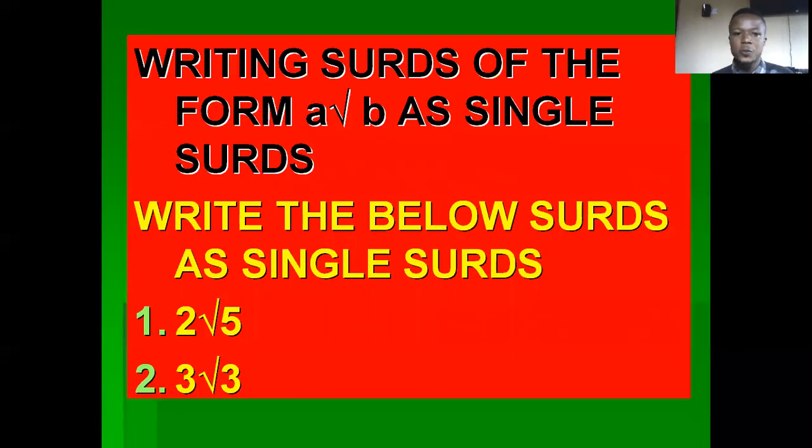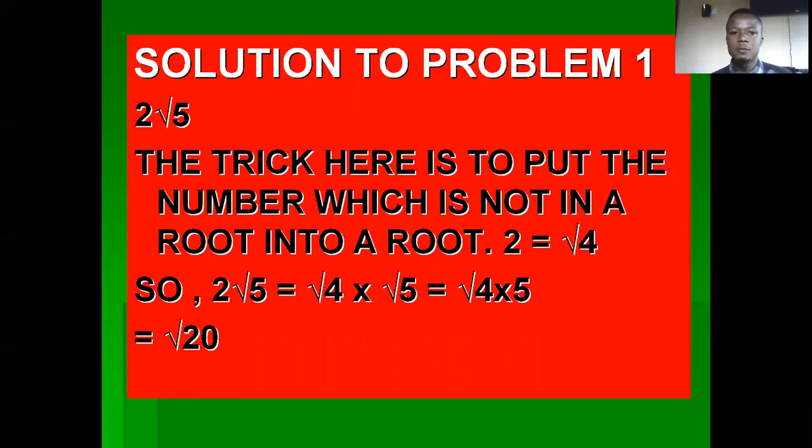Okay, having learned that, let us progress into what we call writing surds of the form A surd B as single surds. So you now want to write all these surds in the form A surd B as single surds. And we have two questions here below, 2 surd 5 and 3 surd 3. Now the solution for question number 1, where we have 2 surd 5. The trick here is to put the number which is not in the root into a root.